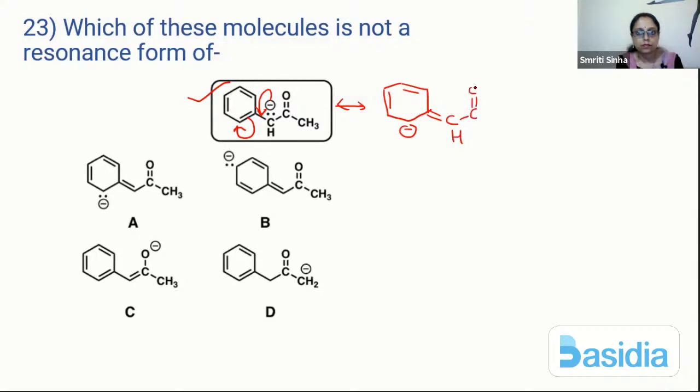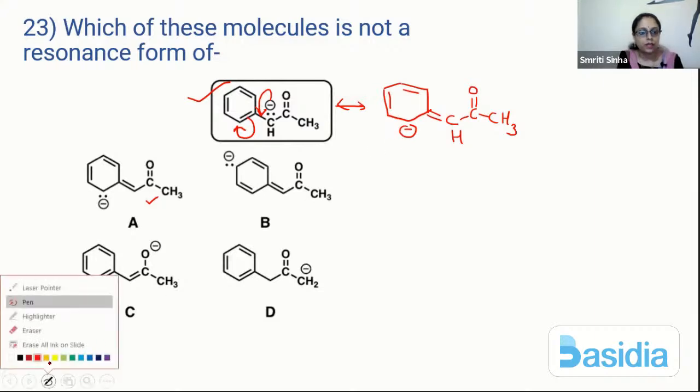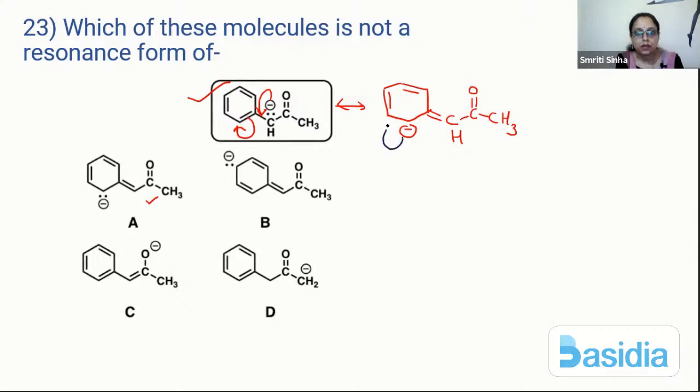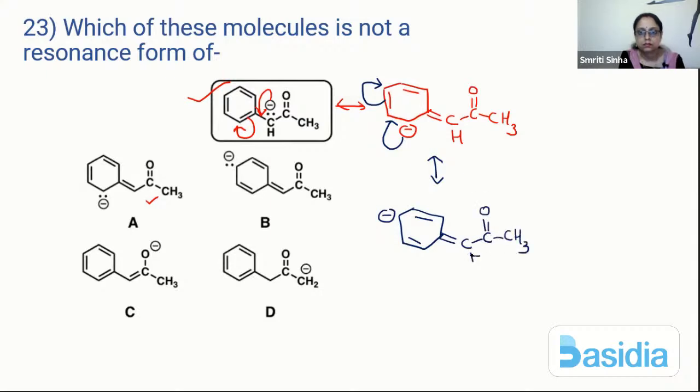So A structure is correct because I am able to get that structure. Now for B, if you push this negative charge here, and this double bond will form the next negative charge here. So now the structure you get is this, structure B. So B is also correct.